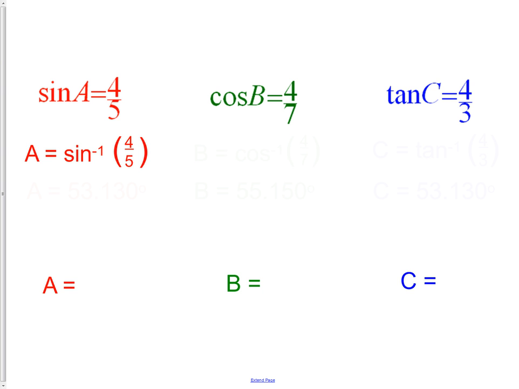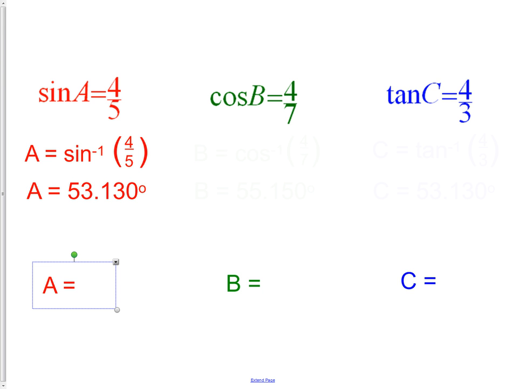Now, using your calculator, you'll have to use the second button, which if you have a graphing calculator is the blue button towards the top left. And then you would enter sine^-1, which is inverse sine, of 4 divided by 5, making sure that 4 divided by 5 is in parentheses. That would give us 53.130 degrees. And we have our value of A.